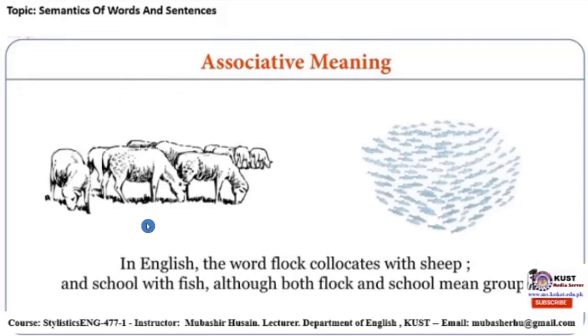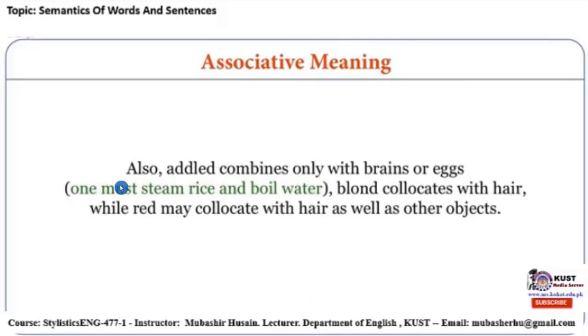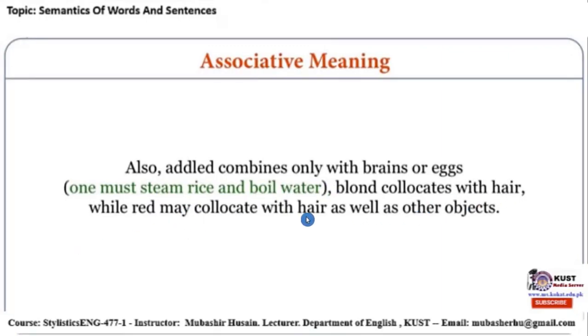In English, the word flock, F-L-O-C-K, collocates with sheep, a flock of sheep, and school with fish. Although both flock and school mean group, they cannot be applied vice versa. Also, steam combines only with grains or eggs, so one must steam rice and boil water. Blonde collocates with hair, while red may collocate with hair as well as many other objects. So that shows that every language has its own pattern of language.